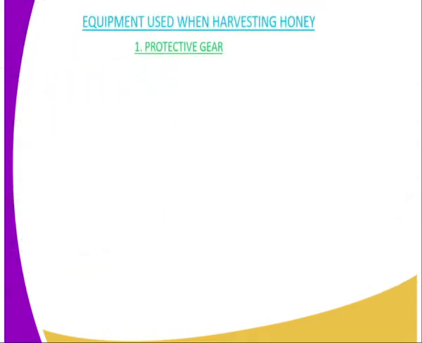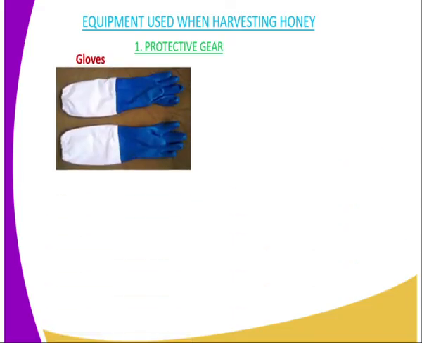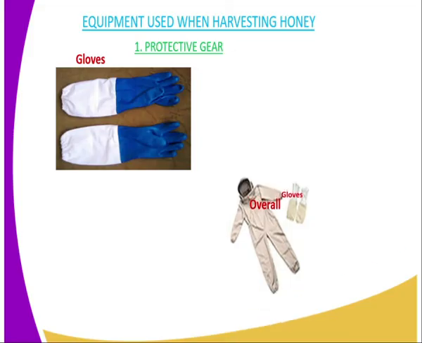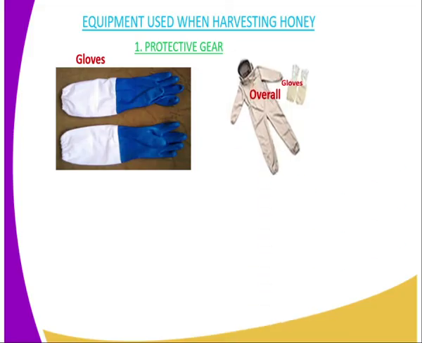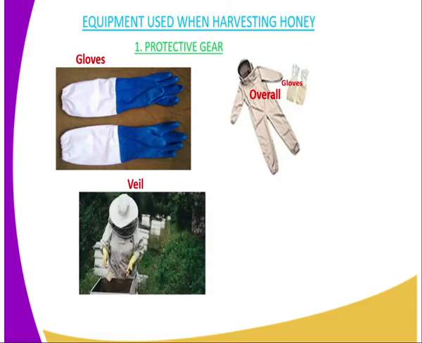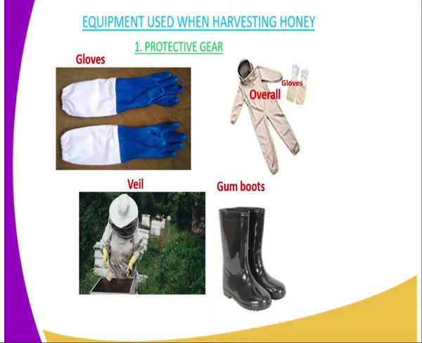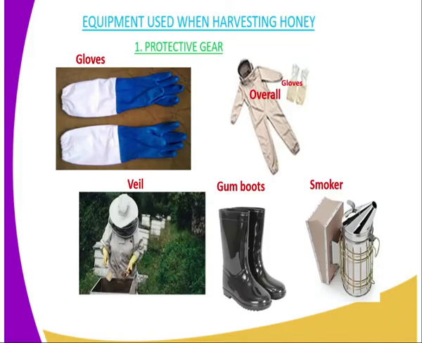Then we go to equipment used when harvesting honey. The first one, we have protective gear. It includes the following gadgets. We have the gloves, then we have the overall. As you can see, there is an overall there, and also a pair of gloves. Then we have a veil. A veil is the one which is supposed to cover the head, making sure that the head of the farmer who wants to harvest the honey is well protected. Then the other one, you're supposed to wear gumboots when it comes to harvesting of honey from a particular beehive.